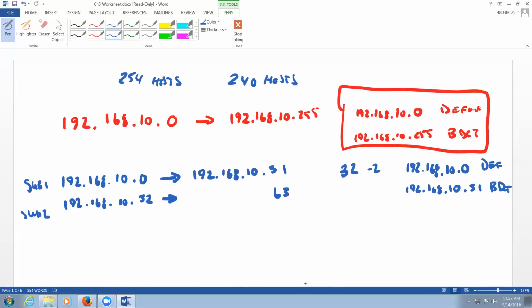And you kind of lose one for the default gateway too with each network. But we won't go there. We'll just stay with here.